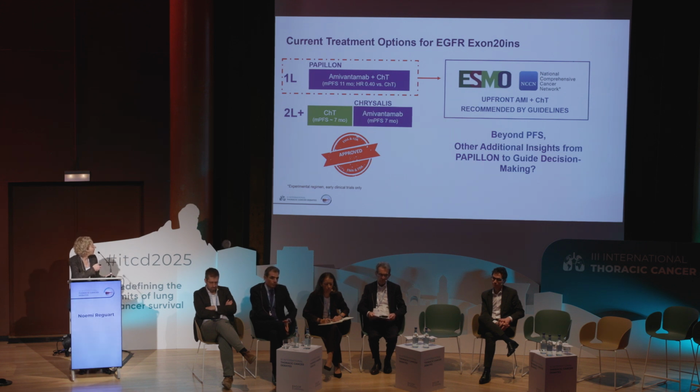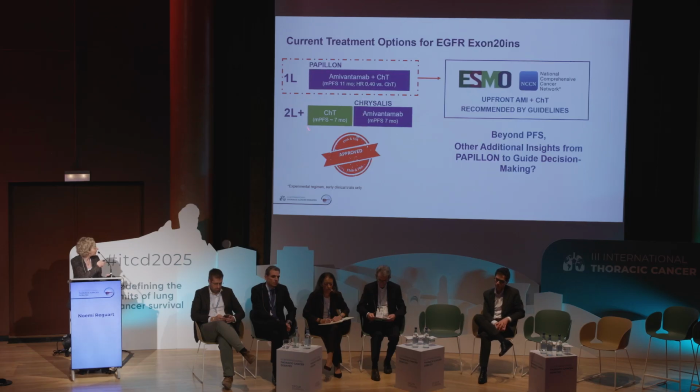We can give amivantamab plus chemotherapy in the first-line setting, the PAPILLON regimen, but we also have the possibility, and it's approved, to give amivantamab after chemotherapy in the second line. Both guidelines have these two options in their algorithm. However, both guidelines, ESMO and NCCN, clearly endorse the use of the combination in the first-line setting.